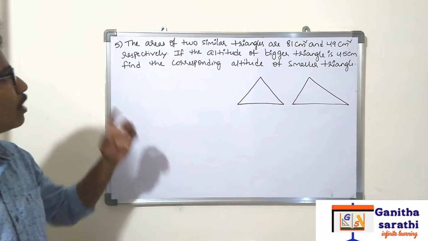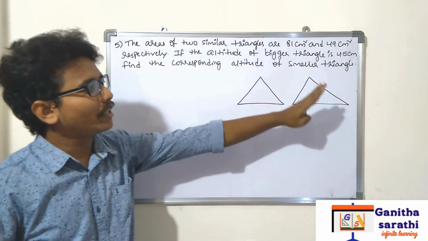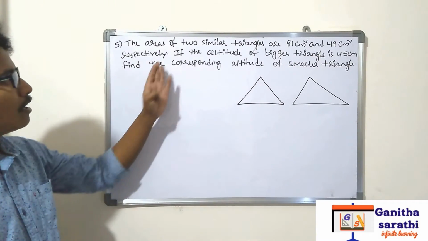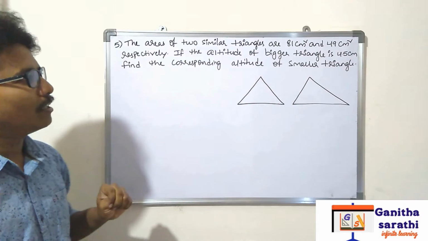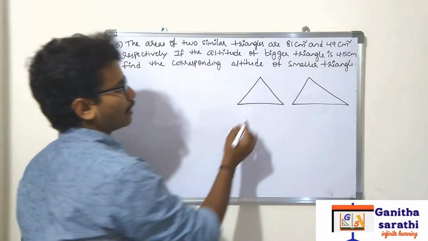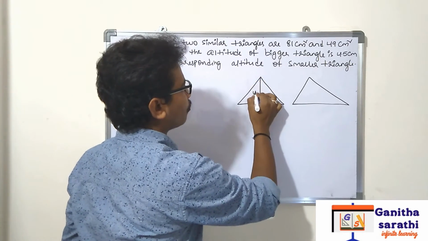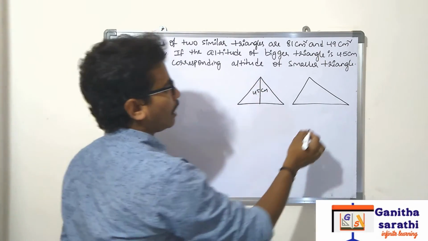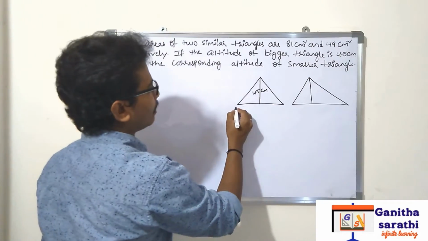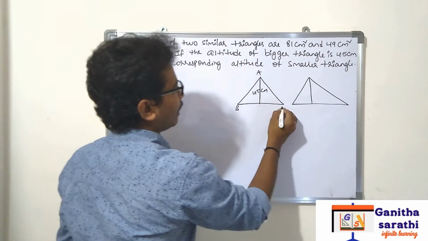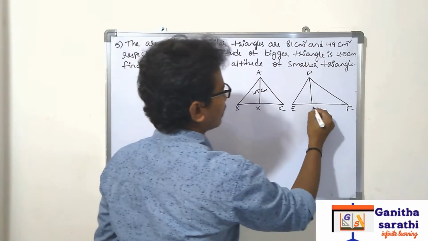Okay, and what is he saying? The areas of two similar triangles are 81 centimeter square and 49 centimeter square respectively. If the altitude of bigger triangle is 4.5, we have to find the altitude of smaller triangle. So, if this is bigger triangle, the altitude of this one is what? 4.5 centimeters. We have to find the altitude of a smaller triangle. Now, label this one. You can take A, B, C, D, E, F, and you can write X and Y.